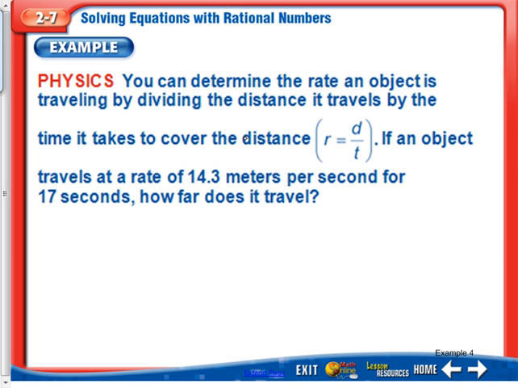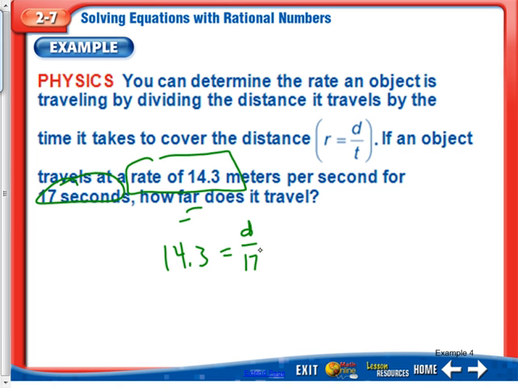All right, you can determine the rate an object is traveling by dividing the distance it travels by the time it takes to cover the distance, r equals d over t. If an object travels at a rate of 14.3 meters per second for 17 seconds, how far does it travel? So it's traveling at a rate of 14.3. So let's plug 14.3 in for r. It's going for 17 seconds. So we're looking for how far, distance, and the t would be 17 seconds.